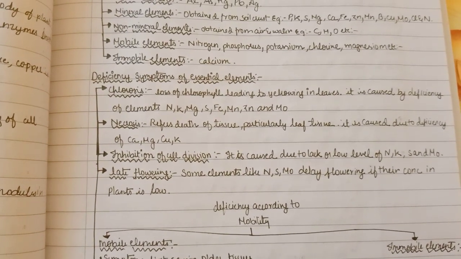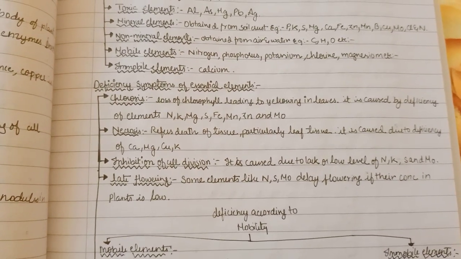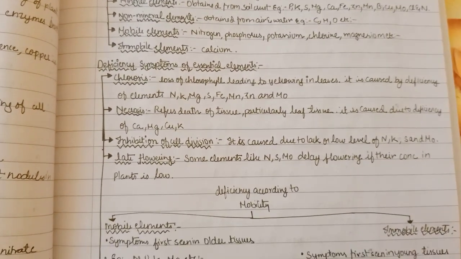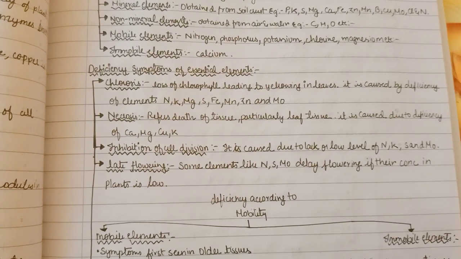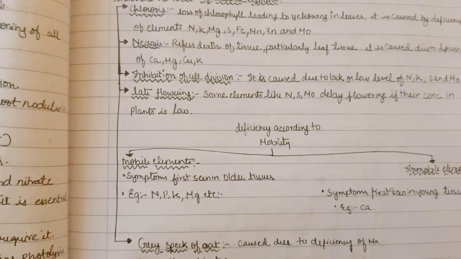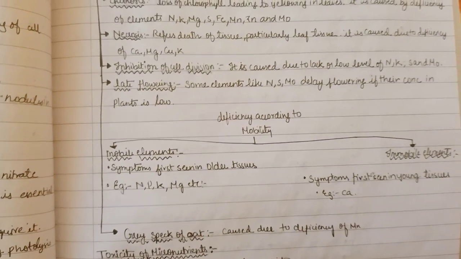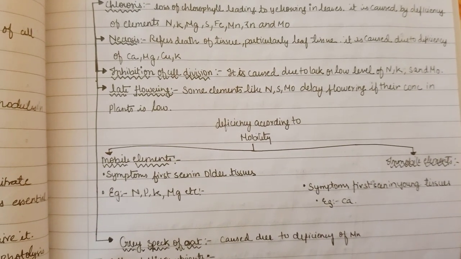Inhibition of cell division is caused due to lack or low level of nitrogen, potassium, sulfur and molybdenum. Now late flowering, some elements like nitrogen, sulfur, molybdenum delay flowering if their concentration in plants is low. Now deficiency according to the mobility.